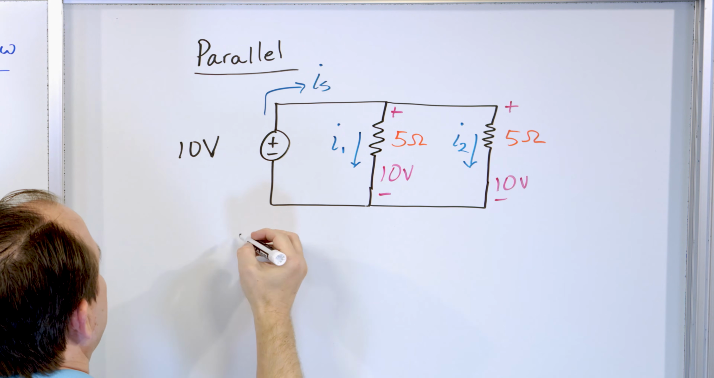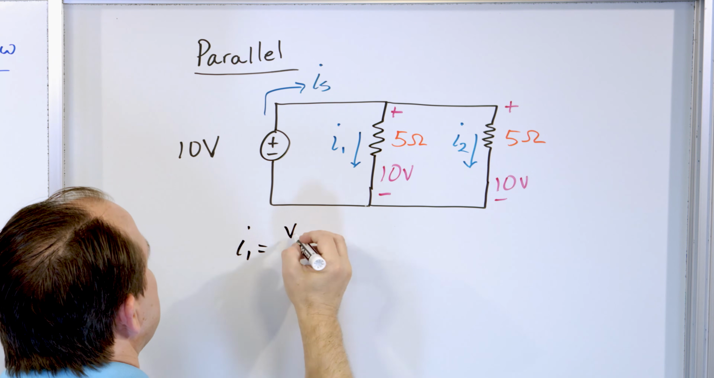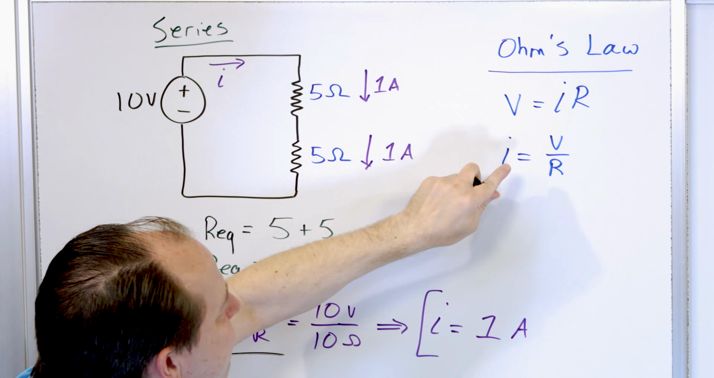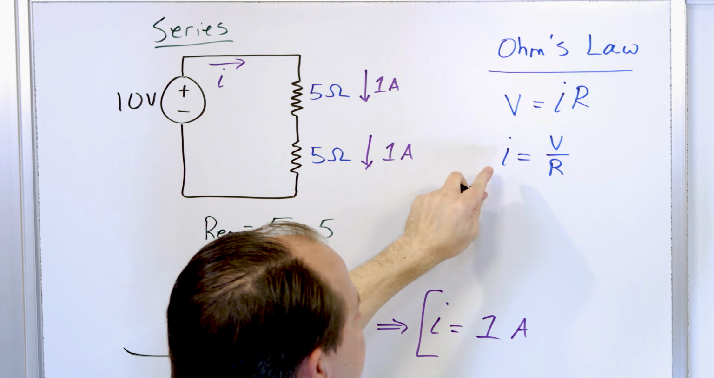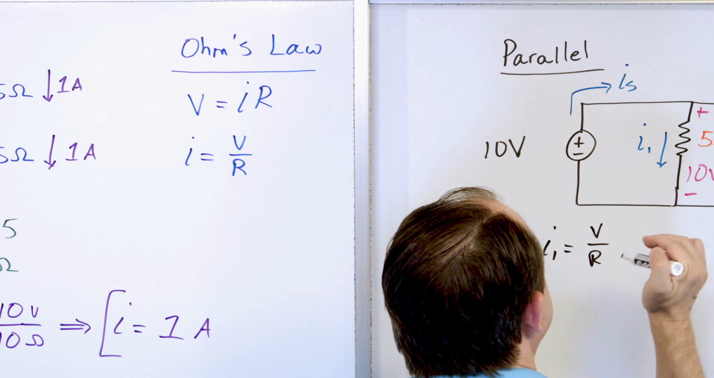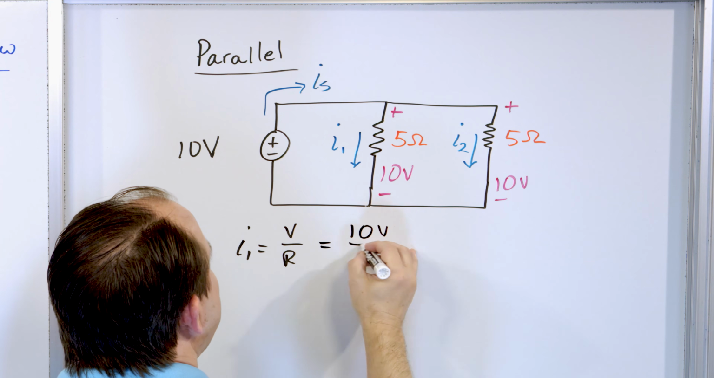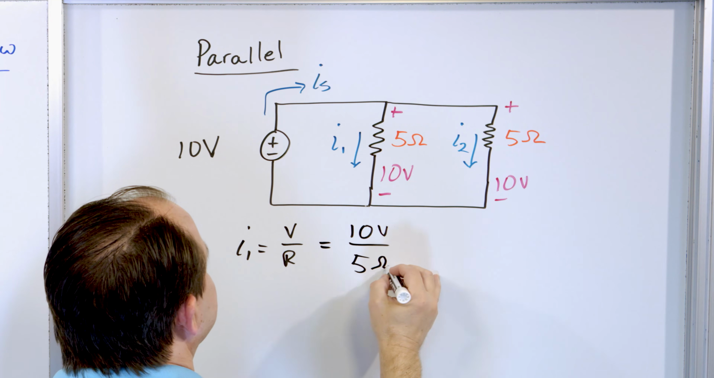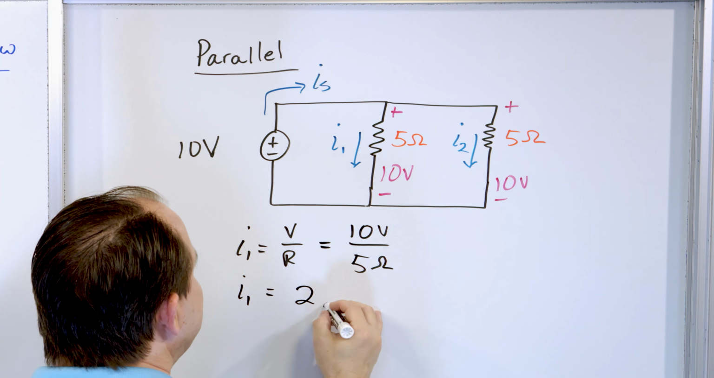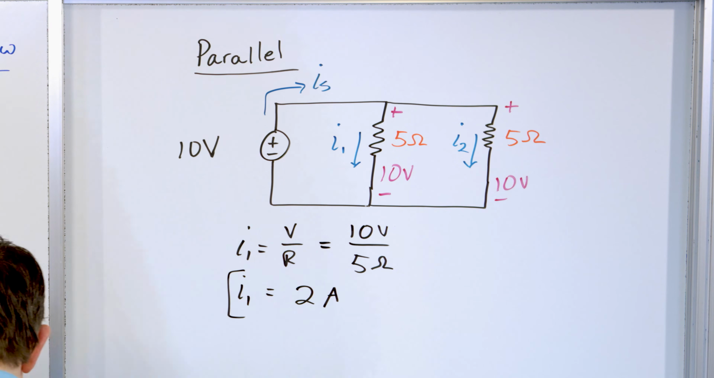We can find what I sub 1 is. It's just going to be the voltage across divided by the resistance of the material. You see, Ohm's law applies to every single element in the circuit. The current flowing must be equal to how much voltage is across divided by the resistance. And so here, the voltage across is 10 volts, and the resistance is 5 ohms. And so I sub 1, 10 divided by 5 is 2, and the unit is amperes. So that's what the current flowing down there is.